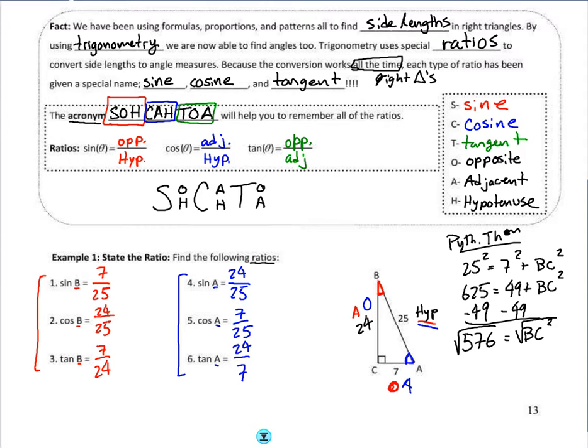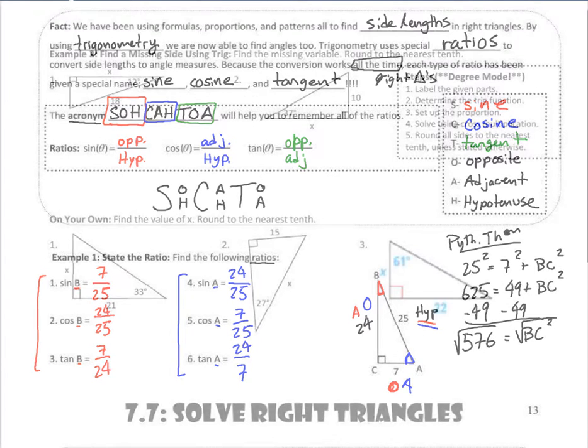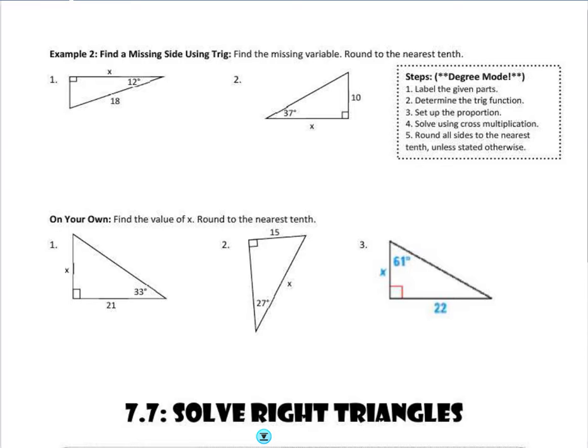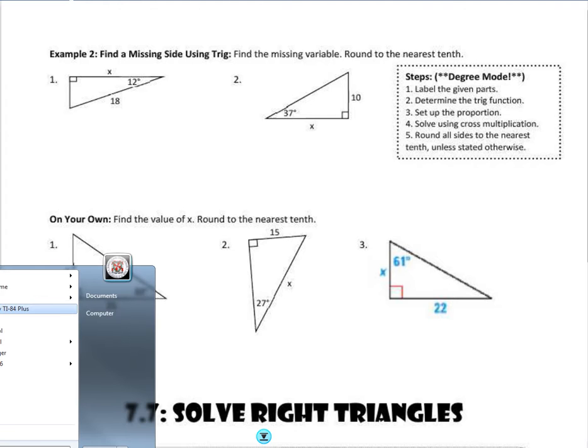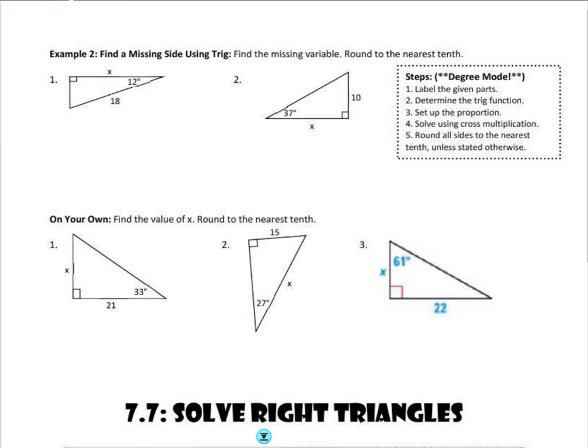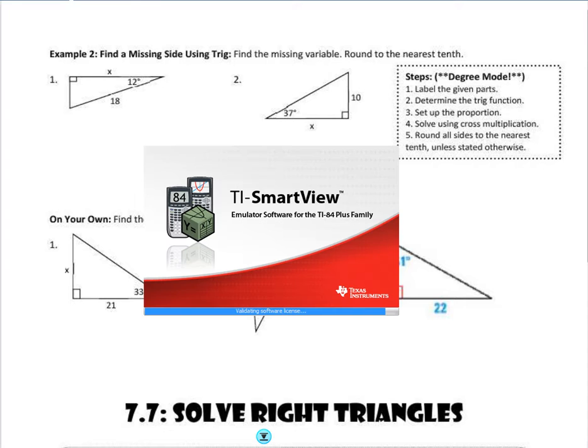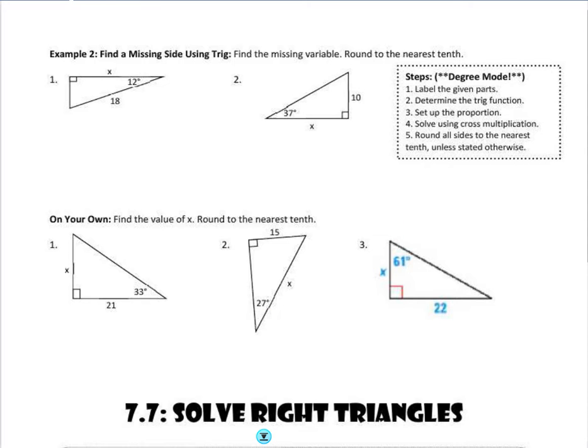And we're actually going to look at some examples of finding missing sides using trigonometry. To find the missing variable and round to the nearest tenth, we're going to follow certain steps using our calculator. The first thing that we want to do when we open up our graphing calculator is make sure that our calculator is in degree mode. That's very important in this class. Whenever you get ready for your SOL or you're taking a test, make sure your calculator is in degree mode.